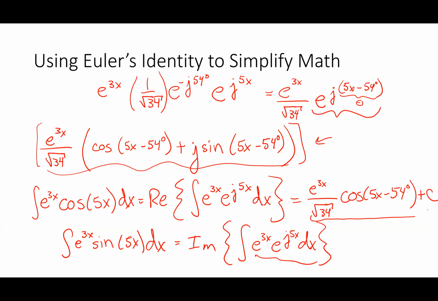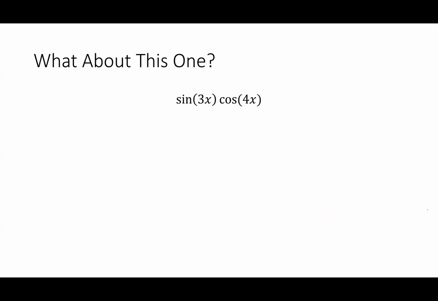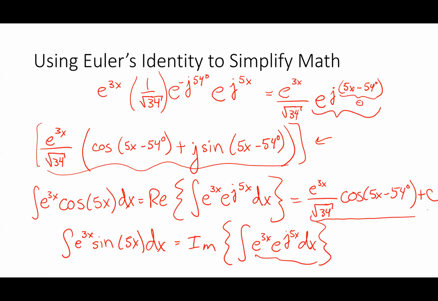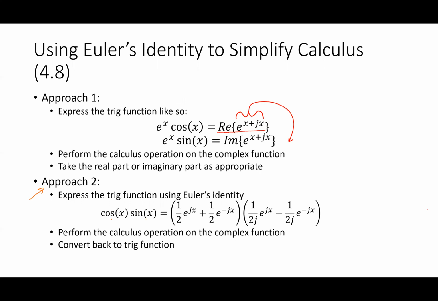Okay. All right. Now let's look at this guy. Sine of 3x, cosine 4x. All right. This one, I said, this is one where I got that approach number 2, right? Where basically what I do is I say, all right, I want to convert each of the trig functions into something I can get from Euler's. Then I'm going to do my calculus operation on whatever complex function results from that. And then I'm going to convert that back to trig. Okay. All right. So let's do that.